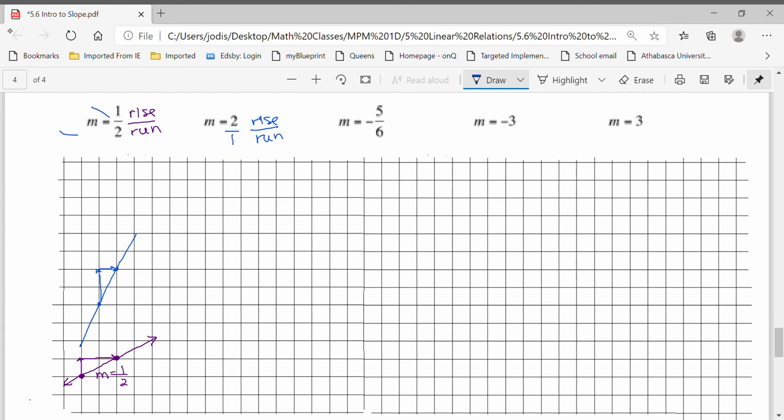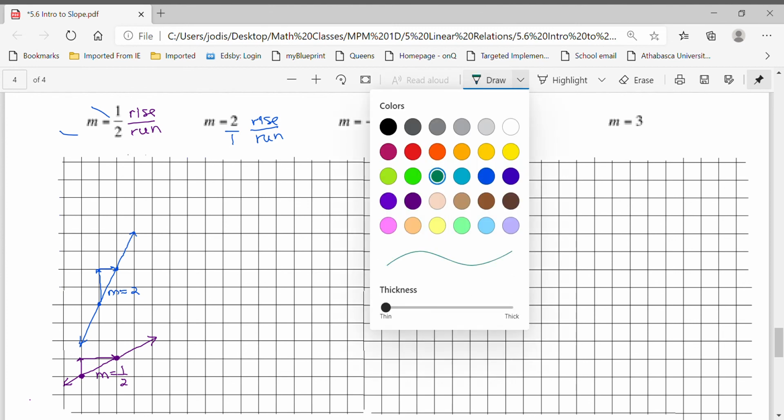Draw a line. Oh, that was kind of a bad line. There we go. Fix my line there. That's a bit better. This is my slope equals 2. Okay. I'll try another color here.